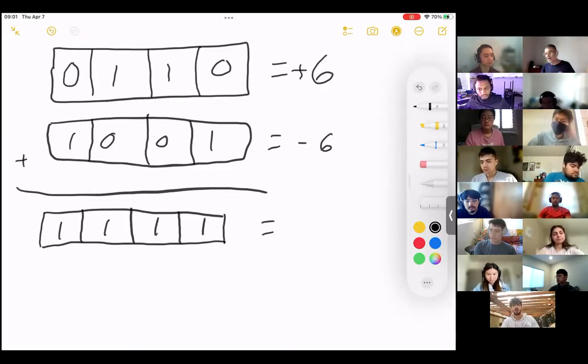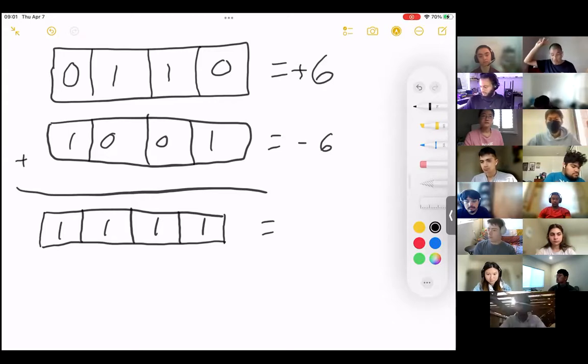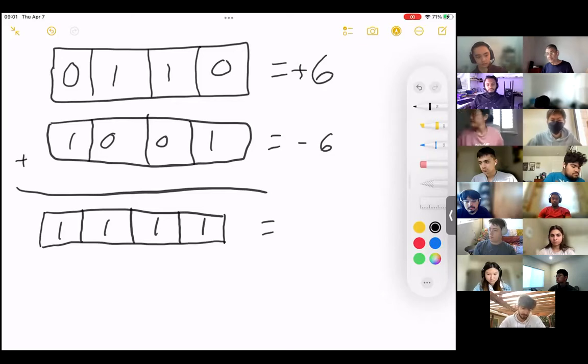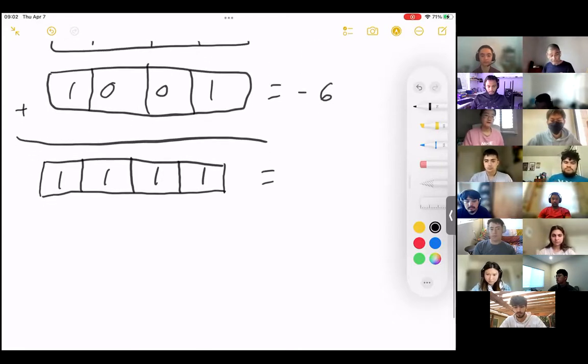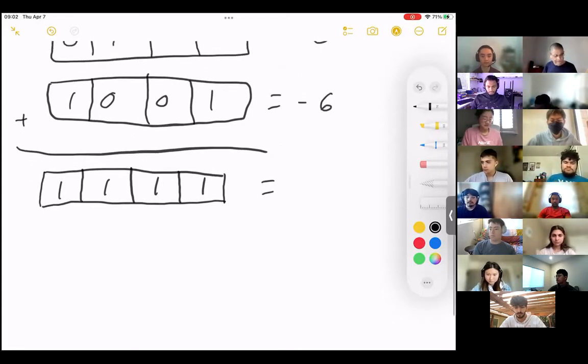So this number is called the ones complement. Just like in the 237 case, the first number we got was called the nines complement. Now this is the ones complement. Now what do we do after that? We add 1.